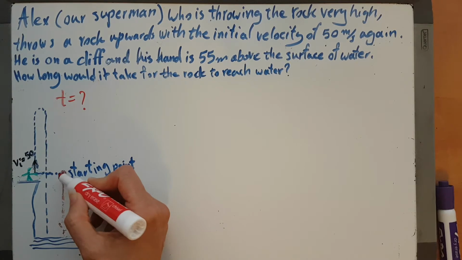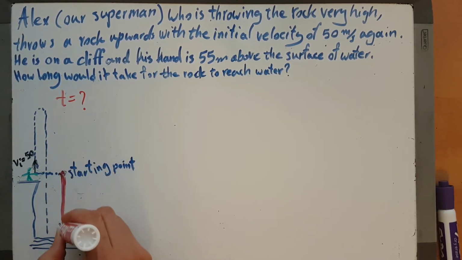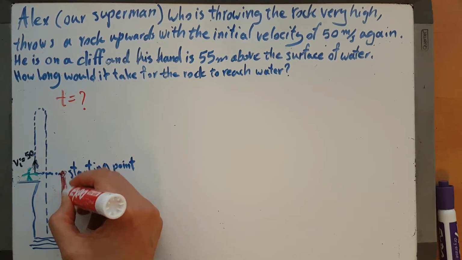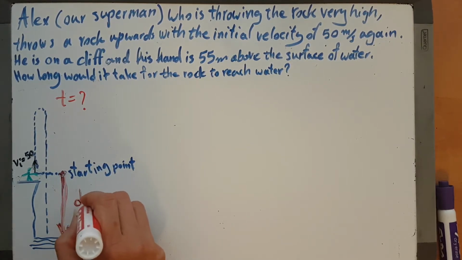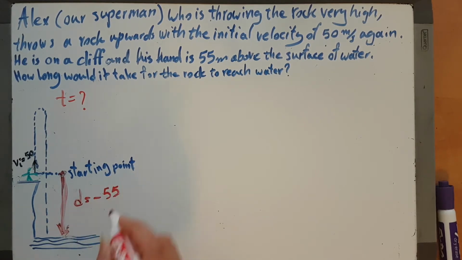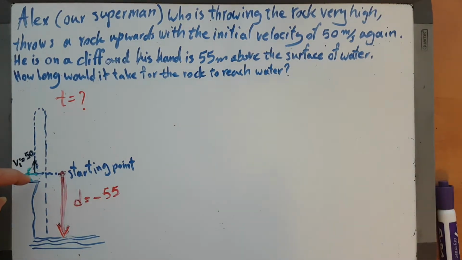So if this is the starting point, this would be my vector of displacement, from the starting point to the ending point, and it will be negative 55 because we can see the direction of it. This direction is opposite, so the displacement from the start point to the end point is negative.